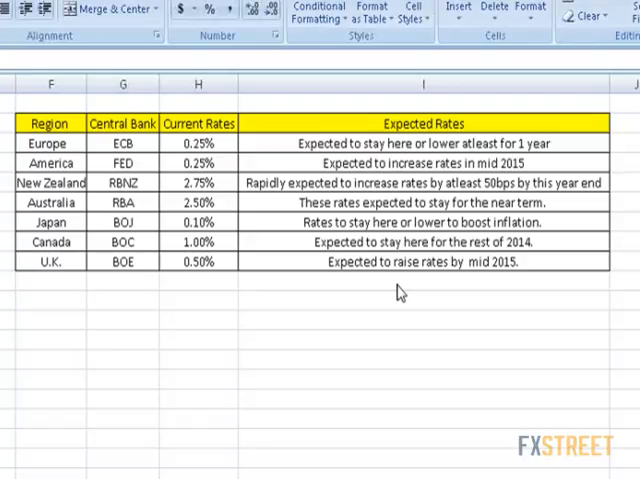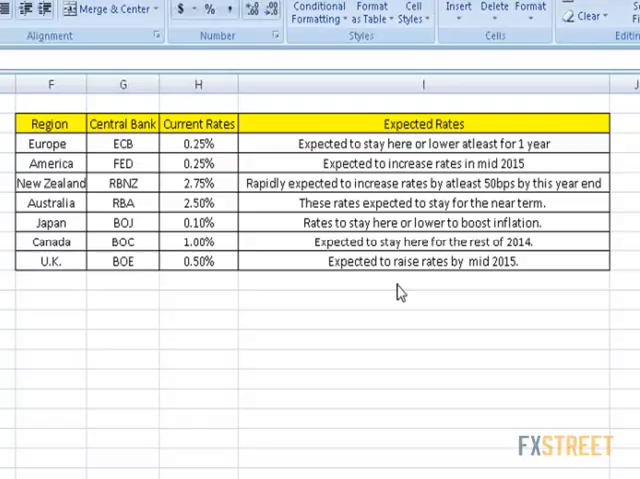So it's a very basic spreadsheet. It's the current interest rates for all major economies in the world. So I've included 7, being Europe, America, New Zealand, Australia, Japan, Canada, and United Kingdom. And if you look at the last column of the table, I have prepared what I think will happen in the near future with interest rates. Now, does anybody understand how interest rates work and what the effect is on their own currency?